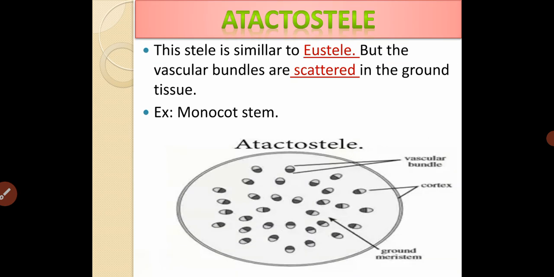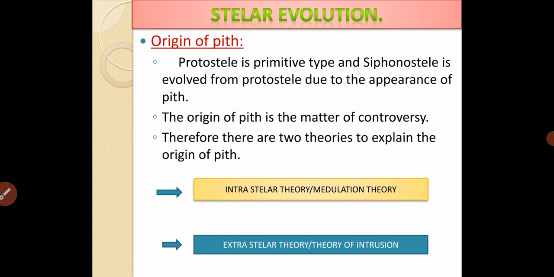Atactostele. This is the stele which is similar to that of the eustele, but here the vascular bundles are not arranged in a ring. Here the vascular bundles are scattered in the ground tissue, as seen in the case of the monocot stem. Atactostele is similar to eustele, but the bundles are not arranged in a ring. Here the vascular bundles are scattered throughout the ground tissue. Example, monocot stem. Let us move towards stellar evolution.